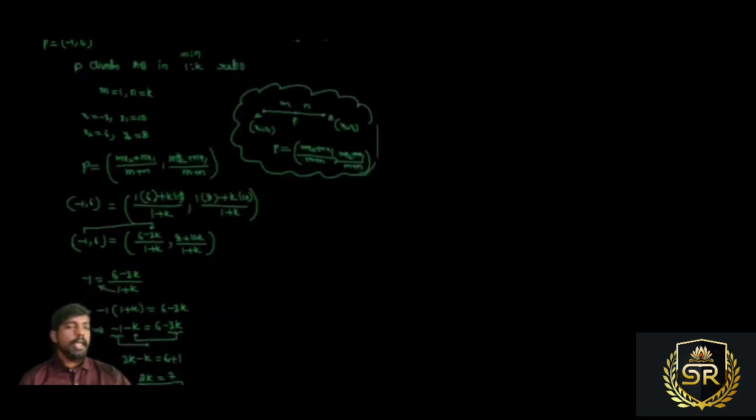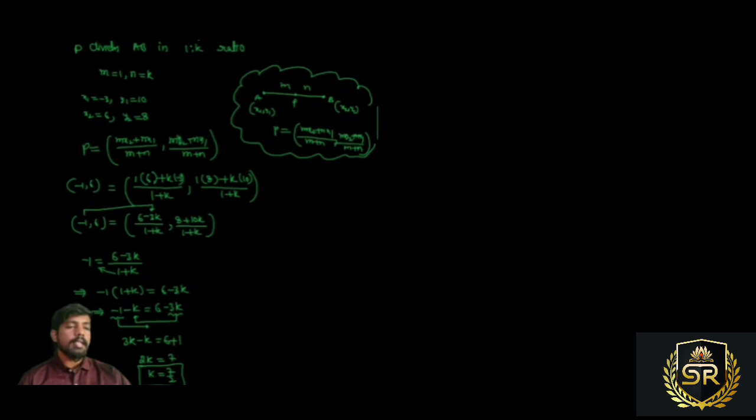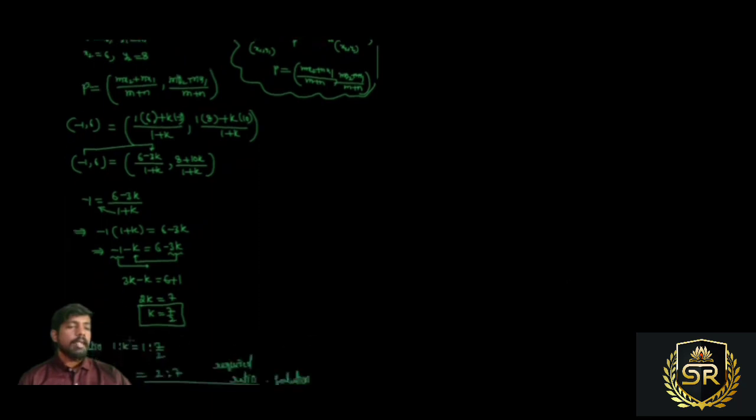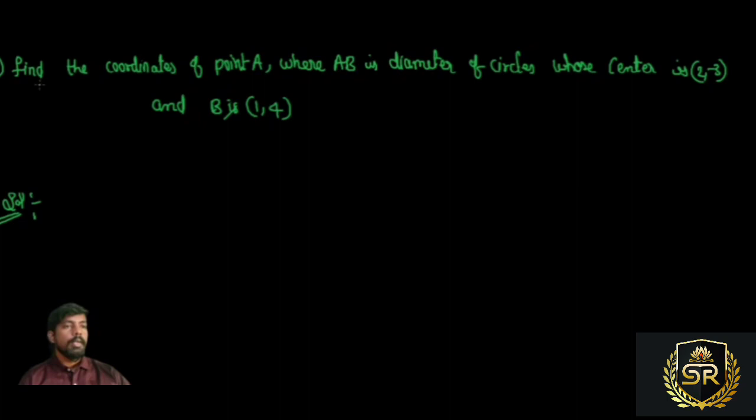I equated the x coordinate, simplified, and got k is equal to 7 by 2. The ratio we assumed is 1 is to k, so 1 is to 7 by 2. Multiply both sides by 2, because the 2 is in the denominator. So you will get 2 is to 7. That is the solution.